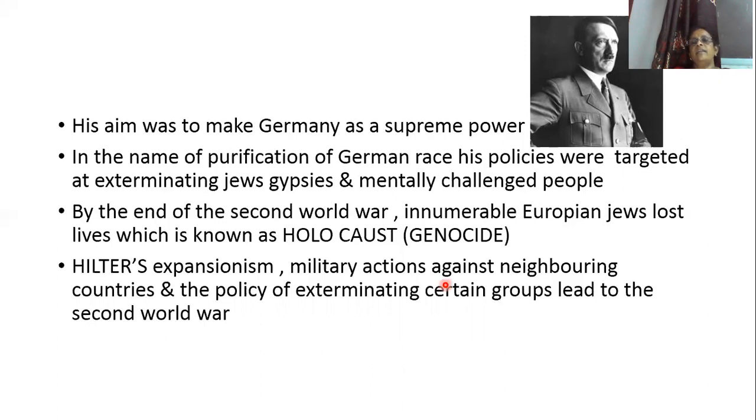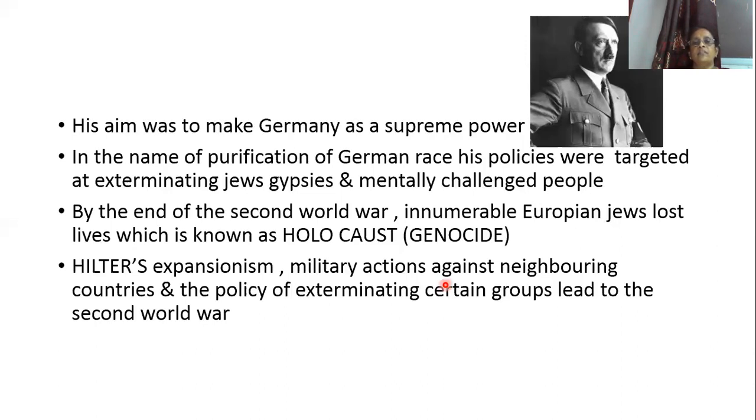He considered that Germans were the pure Aryan race. So for that, he started killing a large number of Jewish people, gypsies and mentally challenged people. And at the end of the Second World War, he had pulled a large number of European Jews into a chamber, and he opened the gas, and a large number of Jews were killed. That came to be called the Holocaust, genocide.